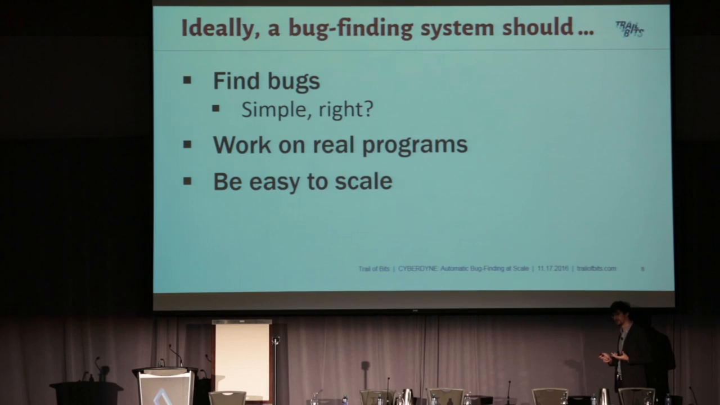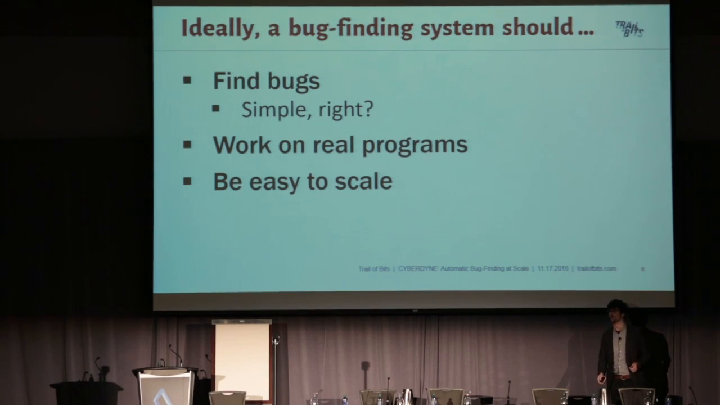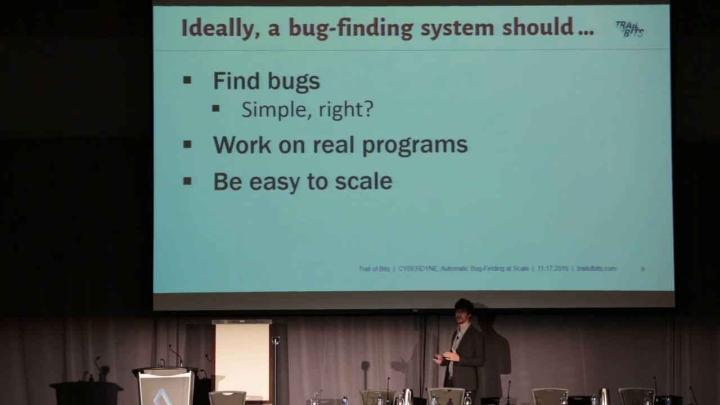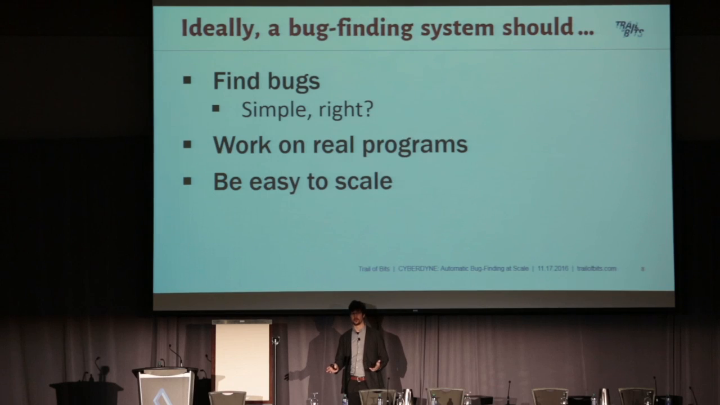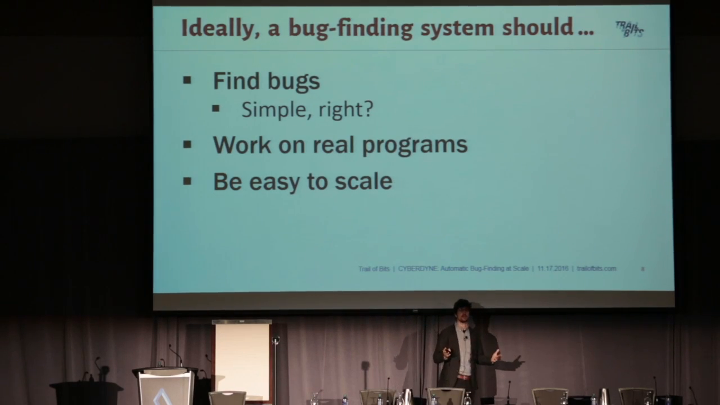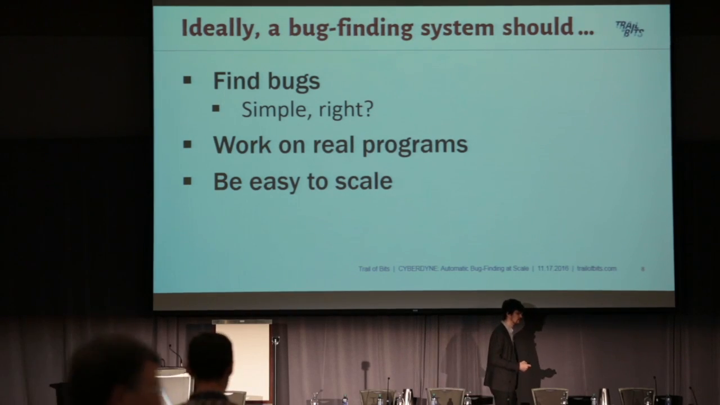So our goal with creating a bug finding system is that it should actually find bugs. Otherwise, it's not a bug finding system, it's just a system. It should work on real programs. And most importantly, it should scale. I have a few definitions for what I mean by scalability. First, it should scale to real, big programs. It shouldn't just get stuck trying to find bugs at the beginning of a program when really those bugs are somewhere deep in the execution.